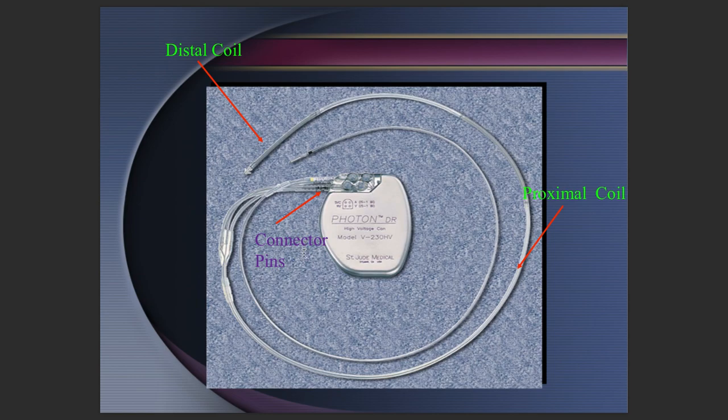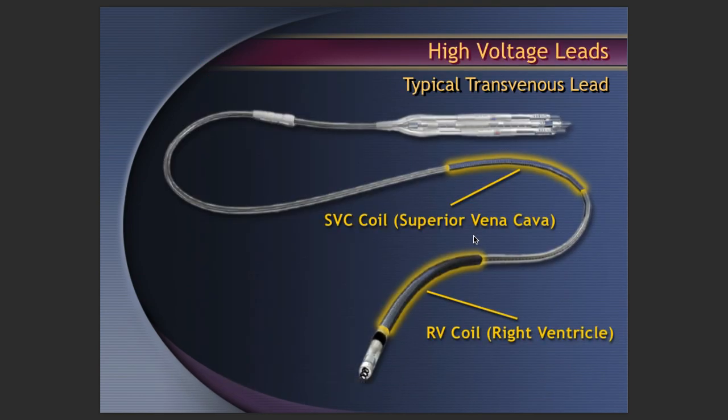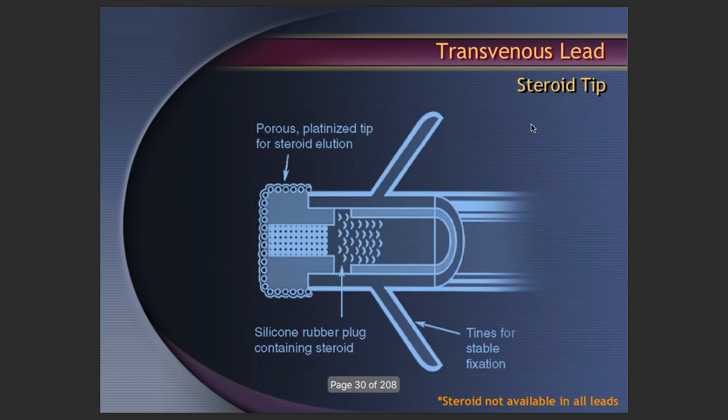There are some newer modifications of such devices available. For example, yes, this is a typical one, really nice. High voltage leads. As you can see, there is a single wire literally coming out, which already has the SVC coil and also the RV coil, and also those screwing leads coming up over here.